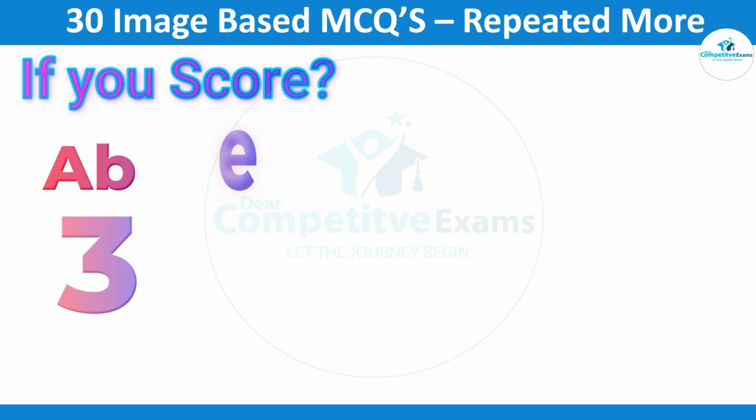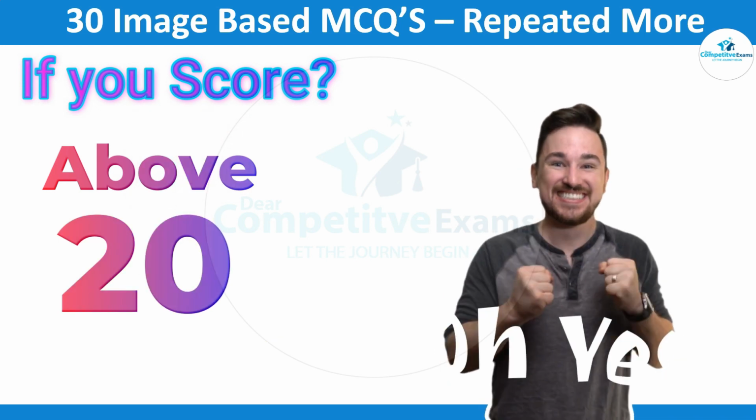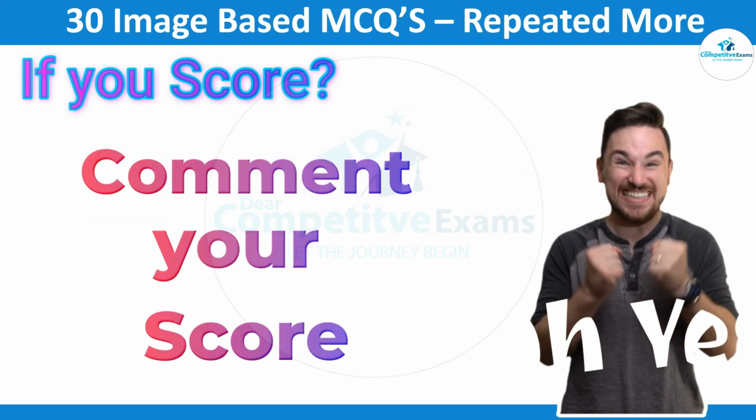If you score above 30, then you're perfect. If you score above 20, then you're good. And comment your score at the end of this video.